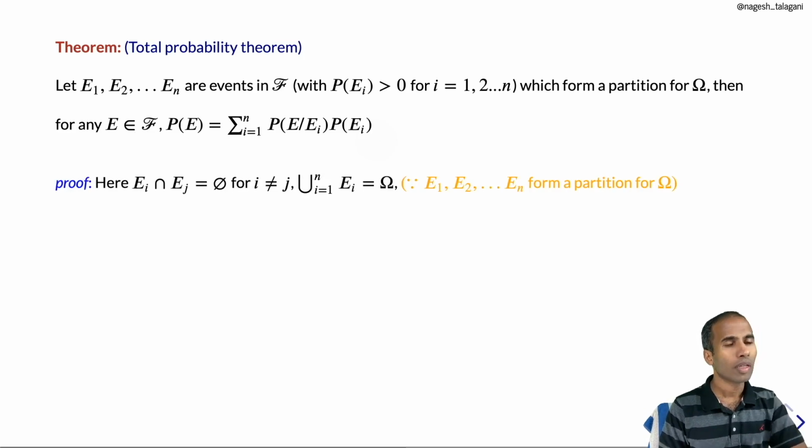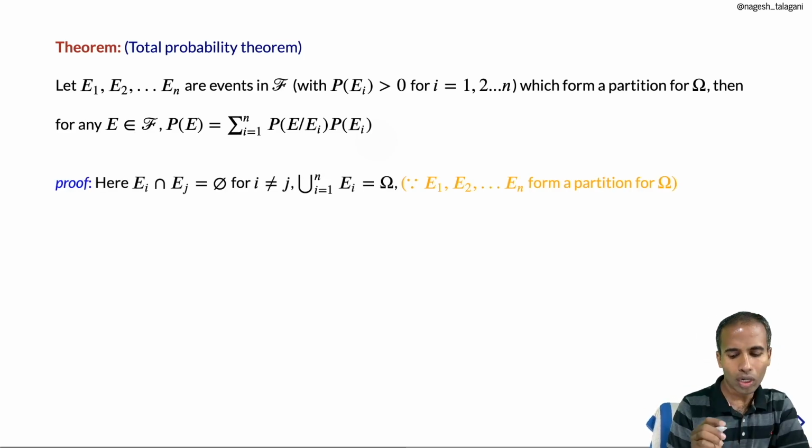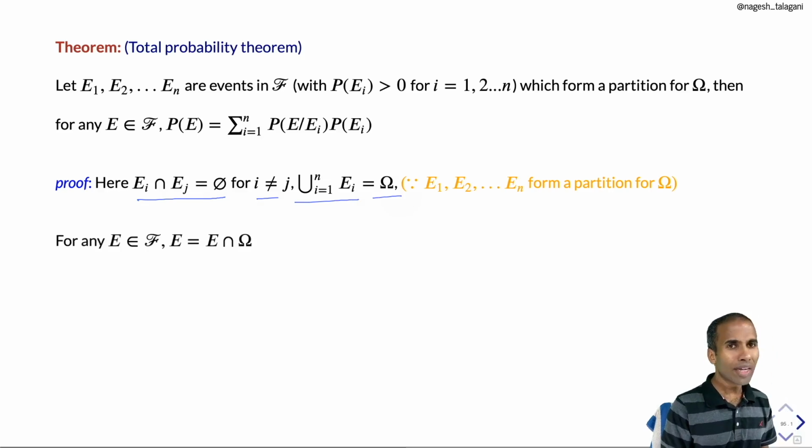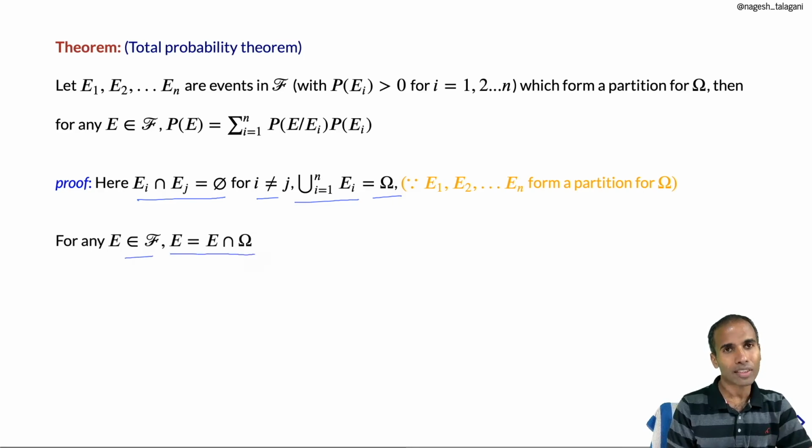Proof. Here, E1, E2, so on, En form a partition for omega. That means they are mutually exclusive and exhaustive. So, we have Ei intersection Ej equal to empty set for i not equal to j, and their union i equal to 1 to n Ei is going to be equal to the whole sample space omega. Fine. Okay. Now, for any event E in event space, we can write E equal to E intersection omega because E is a subset of omega, right? So E equal to E intersection omega.